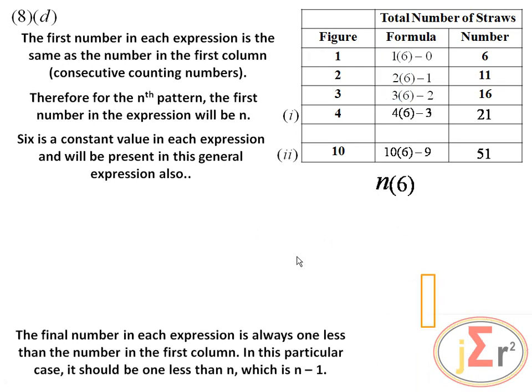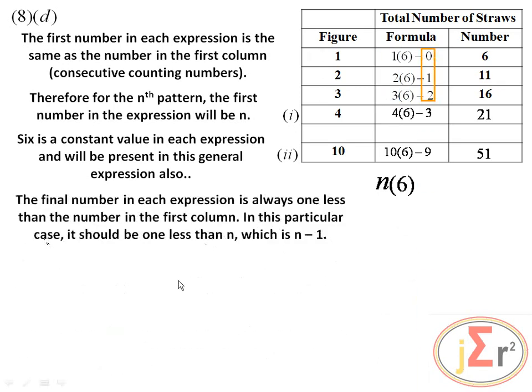And what else do we know? That the final number in each expression is always 1 less than the number in the first column. In this particular case, it should be 1 less than n. 1 less than n is n minus 1. There we have it.